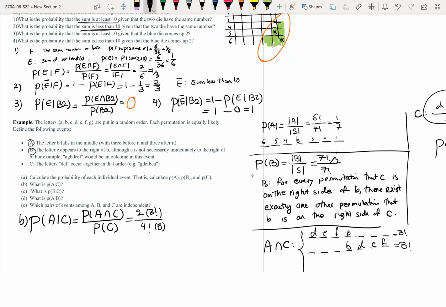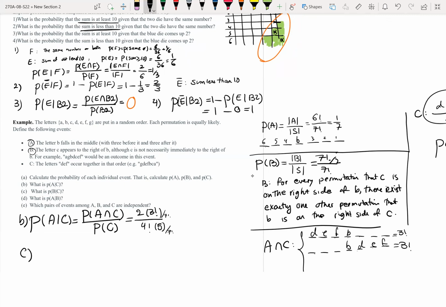Do you agree when I don't write division by the sample size? Because that divide by 7 factorial is in both, I don't write that one. I just write the size of each one because they cancel out, right? Question here? Any question here?